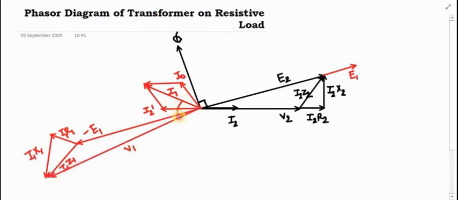The angle between V1 and I1 is nothing but phi 1. And the cosine of the angle between V1 and I1 is nothing but the power factor on the primary side. In the same way, we can draw the phasor diagram for the capacitive load. So let us draw the phasor diagram of the transformer on capacitive load, that is, when the capacitive load is connected across the secondary winding of the transformer, how to draw the phasor diagram.